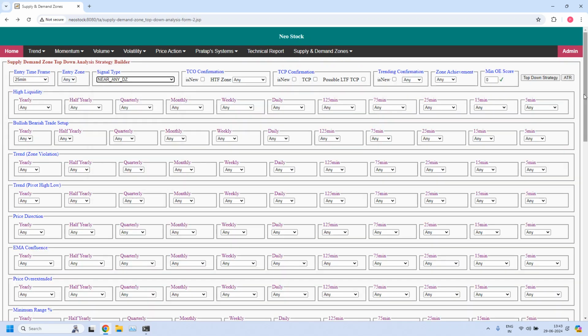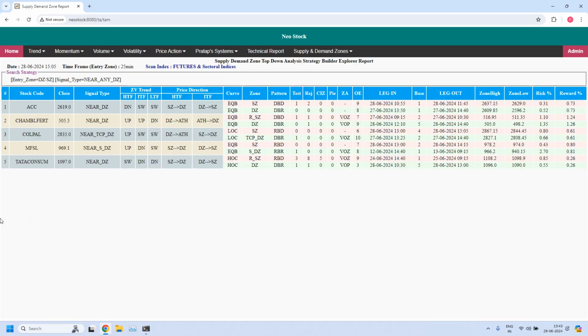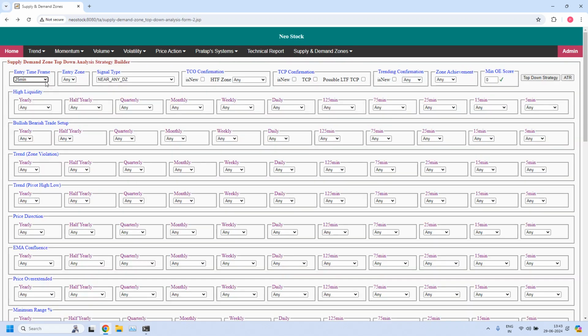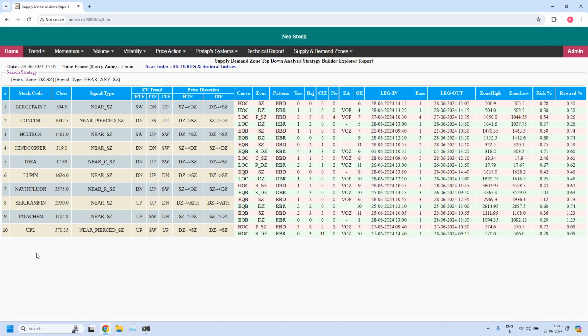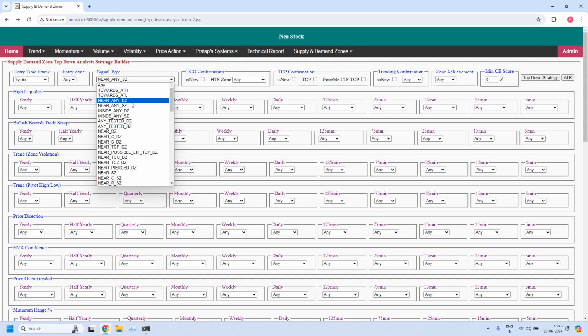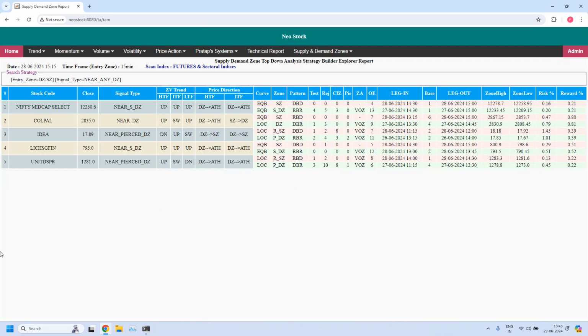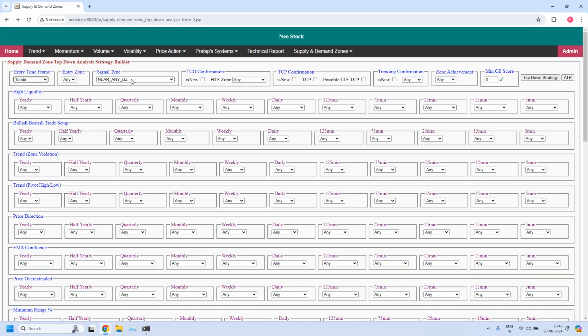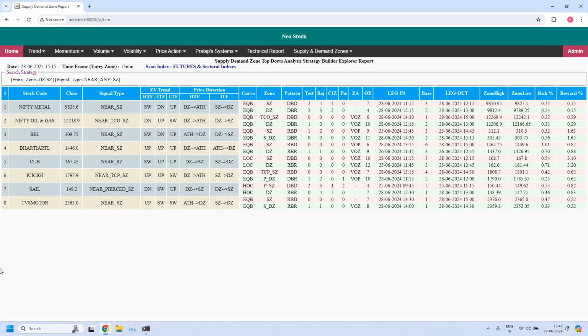Let us identify the stocks near 25 minutes demand zone. 5 stocks are filtered. I am going back. For 25 minutes time frame, let us find the stocks near 25 minutes supply zone. 10 stocks are filtered. I'm going back and changing the time frame to 15 minutes. Let us find the stocks near 15 minutes demand zone. 5 stocks are filtered. So I'm going back and for 15 minutes time frame, let us find the stocks near 15 minutes supply zone. 8 stocks are filtered.